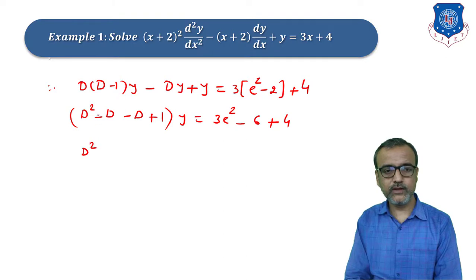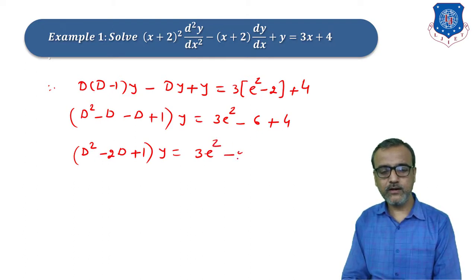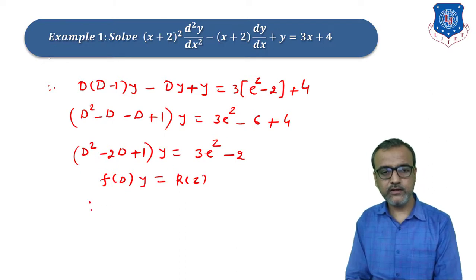So we have D square minus 1D, that is minus 2D plus 1, y equals 3 times e raised to z minus 6 plus 4, that is minus 2. Now this differential equation is of the form f of D y equals R of z, as this is a function of z. Now its solution is y equals CF plus PI.